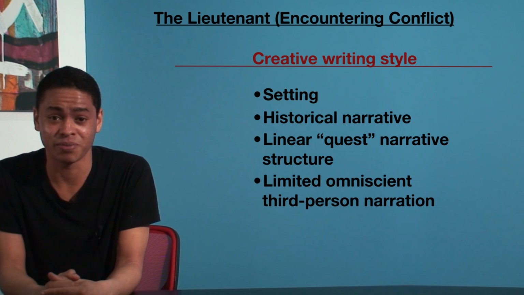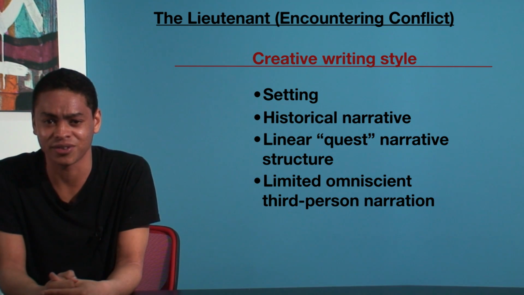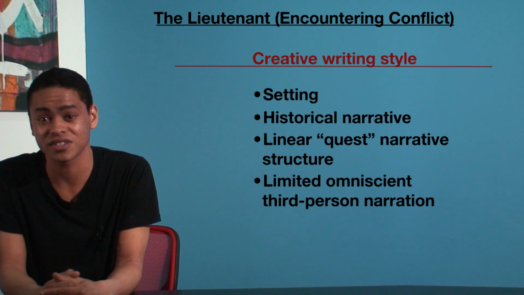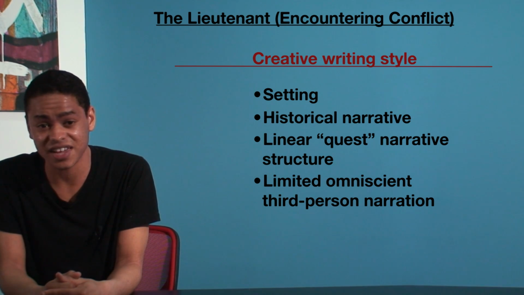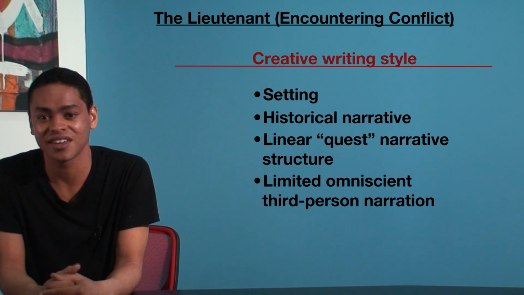Limited omniscient third-person narration. This style of narration means that Rook is not the narrator directly, but the narrative is wholly focused on him and sees into his thoughts. This allows for the reader to understand Rook's development of attitudes and feelings towards the indigenous people he encounters.